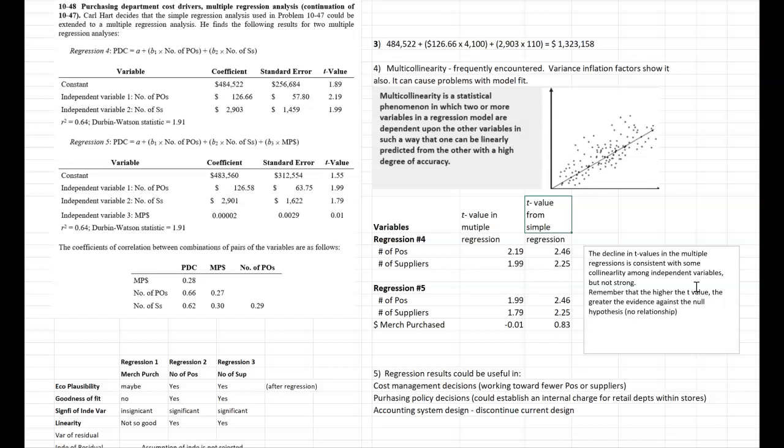So the higher the t-value, the greater the evidence against the null hypothesis of no relationship. Okay, and when would you use these regression results? They would be useful in cost management decisions, in purchasing policy decisions. We could establish an internal charge maybe within the stores to make them more or less responsible for what their expenses are, and also in accounting system design, maybe to discontinue the current design. Okay? All right.